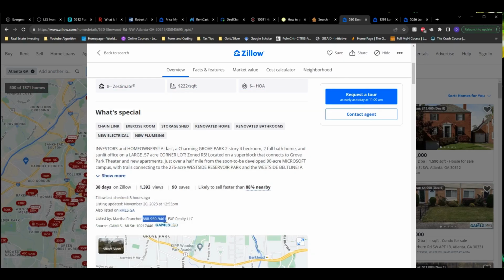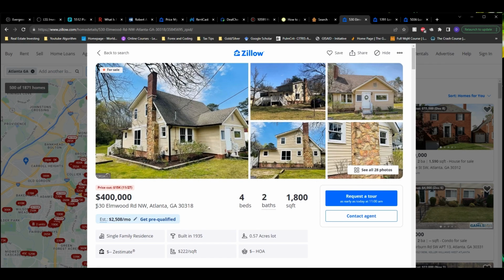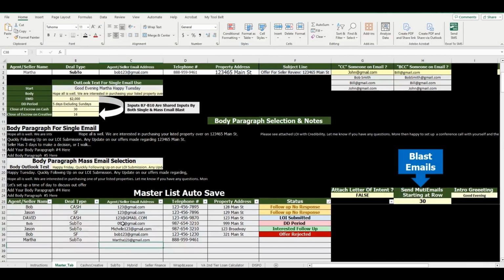We're going to pull the property address one more time. It's 530 Elmwood Road. Copy. Go over to our input tab, and we're going to copy and paste that into our property address. Now, you can see that everything was updated down below, so it'll get auto-saved as we're moving along.